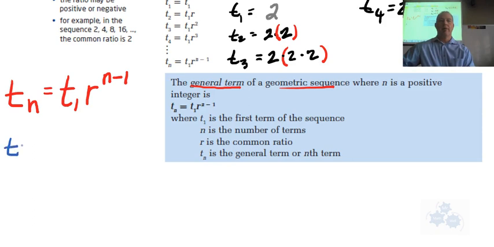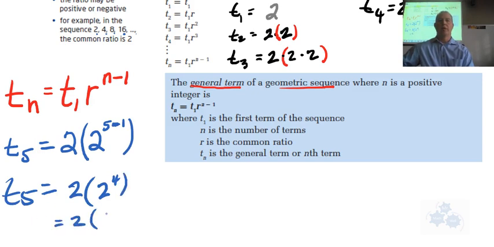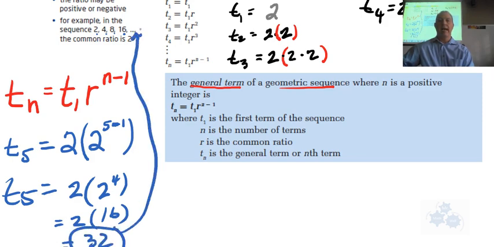So in our example, if I wanted to find, let's see, I've got 1, 2, 3, 4. If I wanted to find the fifth term here, in this example that we just did, I would take t of 1, which is 2, and I would multiply by 2 to the power of 5 minus 1. Okay, it's a minus there. So the fifth term would be 2 times 2 to the power of 4. 2 to the power of 4 is 16, so that's 32. And that would give me my next number in this sequence.